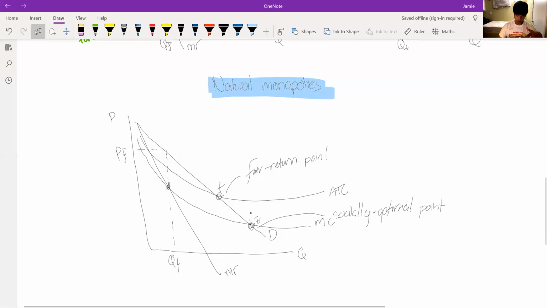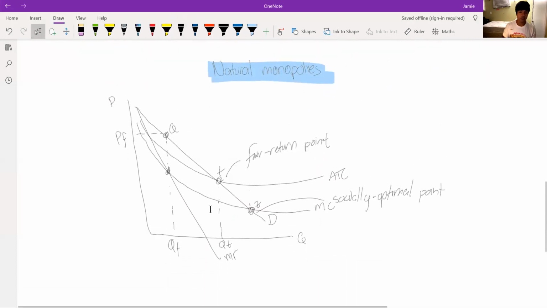So the only other point to set that price that's both fair to the natural monopoly and the citizens of this market is to set it at T, the fair return point, because at this point firms are earning zero economic profit, but they're not earning a loss. And at this point, it also corresponds to a much higher consumer surplus compared to, let's say, point Q at a lower quantity. Okay, that's pretty much it. So that is a natural monopoly.